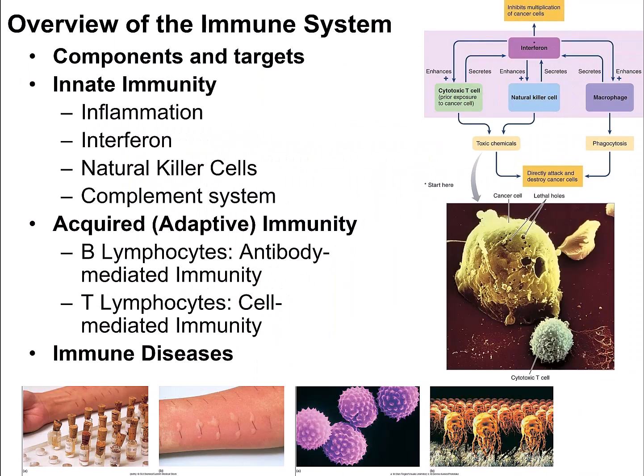First, in a series of videos, we're going to be looking at the fantastic mechanisms of the immune system. In the course of these videos, we're going to look at components and targets of the immune system. We're going to look at innate immunity and acquired immunity. And with innate immunity, we're going to focus on inflammation, interferons, natural killer cells, and the complement system.